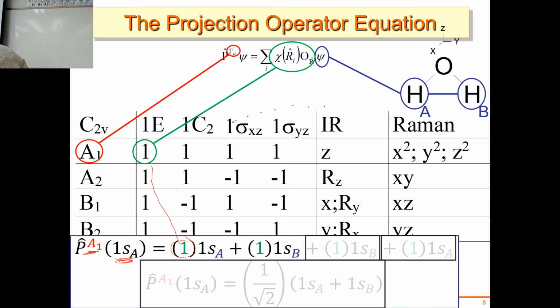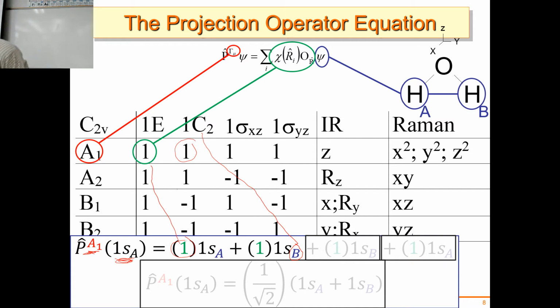We're just looking at the hydrogen orbitals. So for C2, on the top row, if we do a C2 on this molecule, notice atom A moves over to atom B, and atom B moves over to atom A. Does everybody see that? That's the C2 operating on the 1s orbital. It's moving it over to atom B. And so the C2 piece gives us this. We do a C2 on the 1s on atom A, and it becomes 1s on atom B.